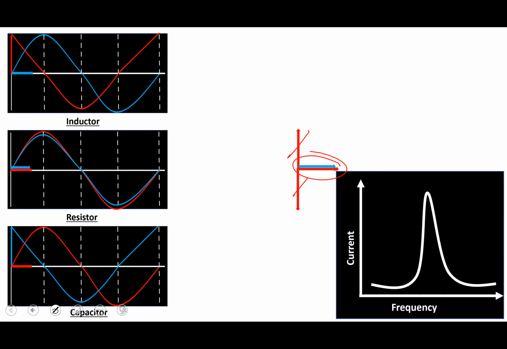That means at this frequency, when the capacitive and the inductive values cancel each other out, at this very frequency, which is known as the resonant frequency, we get a very high value of current at this point, which is graphically shown.